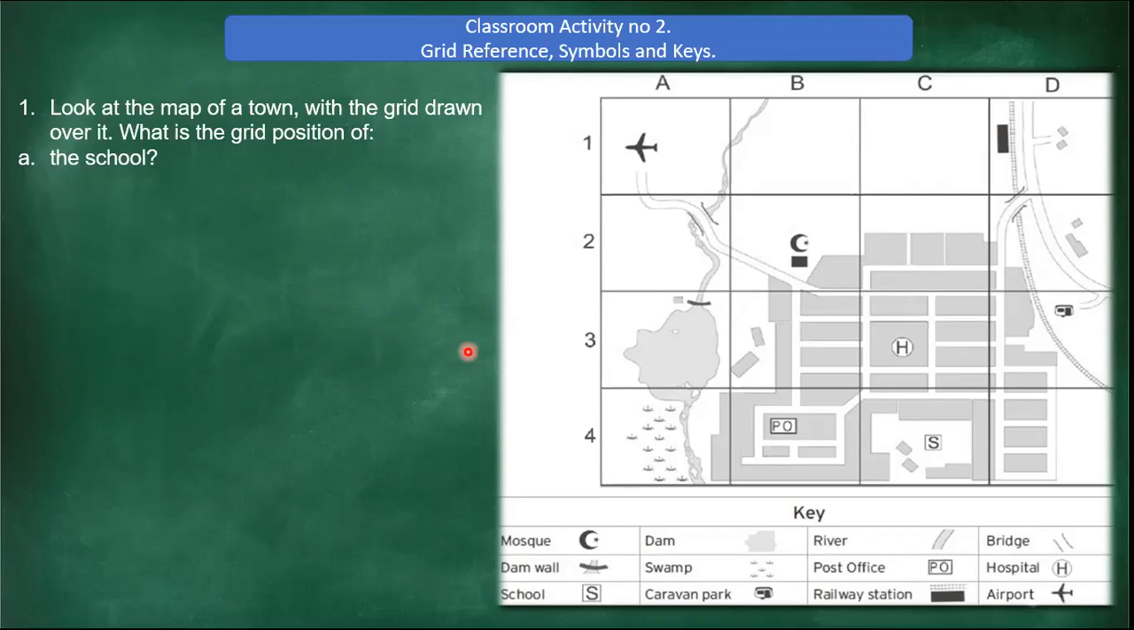Abongiwe? 4C. 4. Come again? C4. Let's check. C4 is the position for the school. That is correct. Thank you very much. On the group chat, Noah says C4, Kingsley C4, G says C4, Michaela also says C4, Carol also says C4, I also say C4. Let's continue.